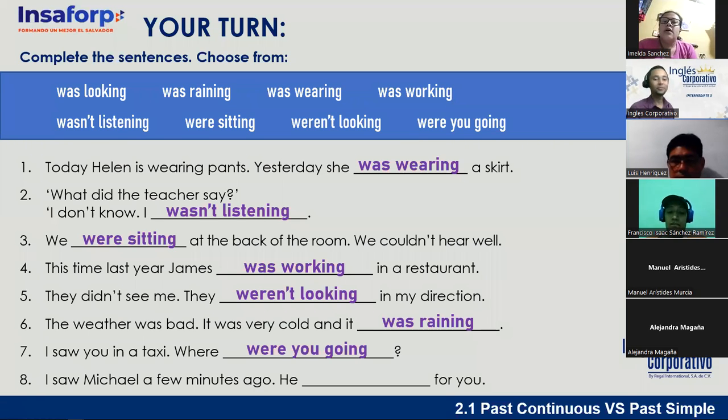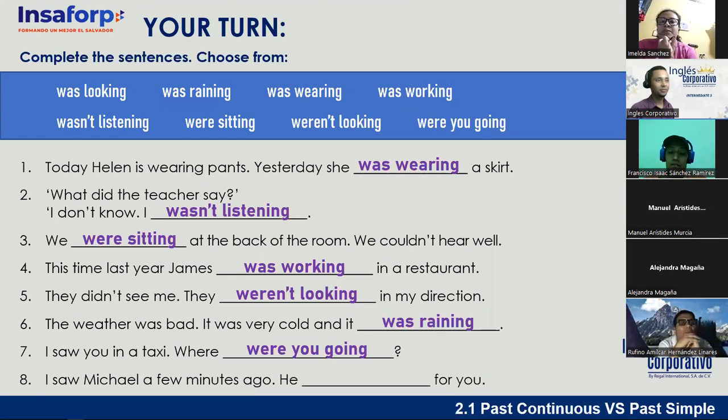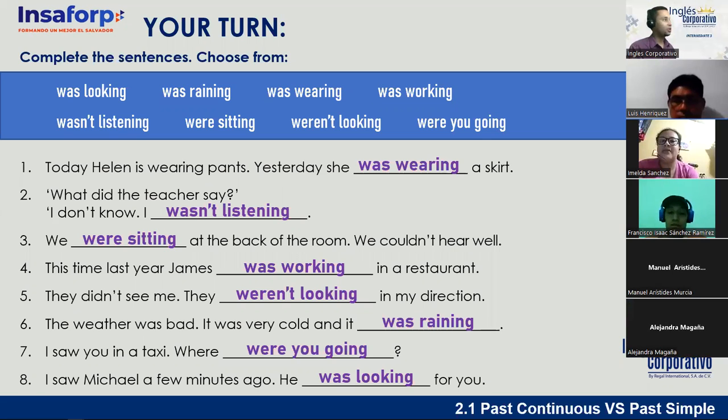So Michael, a few minutes ago. Can you hear me? Yes. Okay. I saw Michael a few minutes ago. He was looking for you. Very good. Thank you, Imelda. I saw Michael a few minutes ago. He was looking for you.